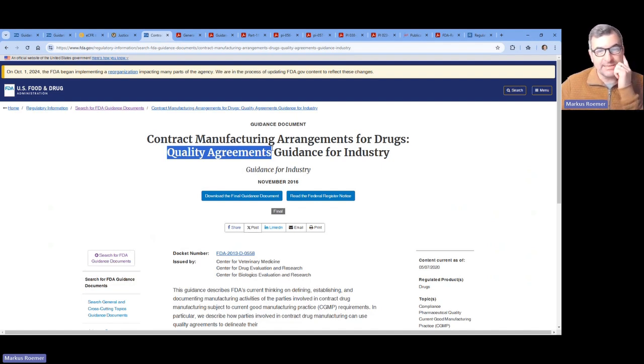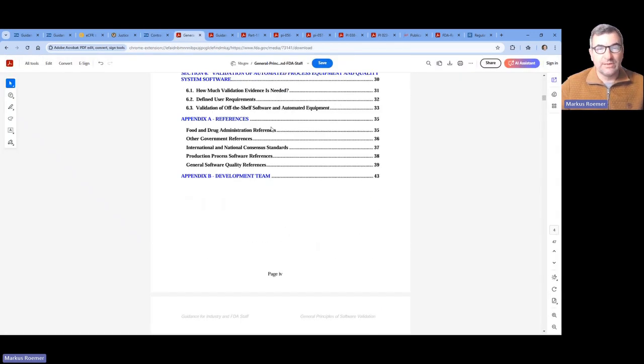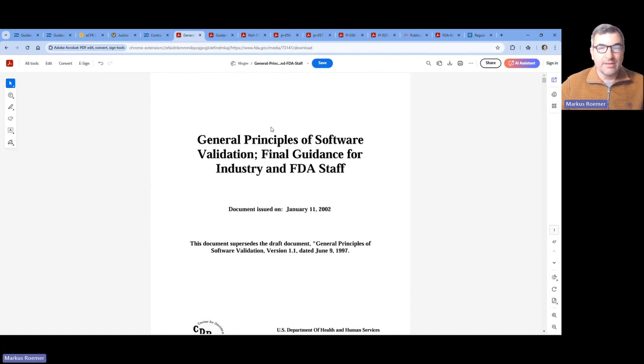I also use that guidance, for example, if I write quality agreements for cloud service providers, CSPs. So it's not only limited to contract manufacturing. Another good guidance for industry document is a very old one from 2002: General Principles of Software Validation. I just have used that as an example, because very often people, if they talk about computer system validation in the pharmaceutical area, also try to apply that, or they reference that, which I can't understand.